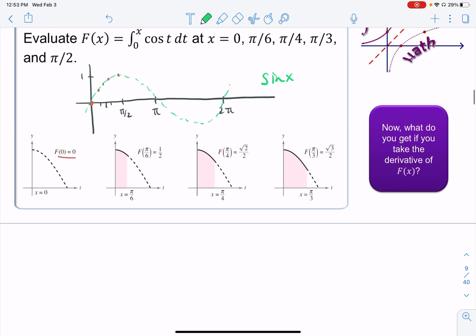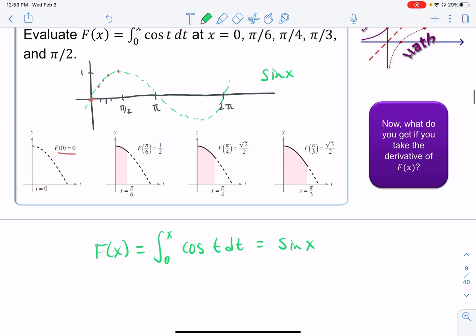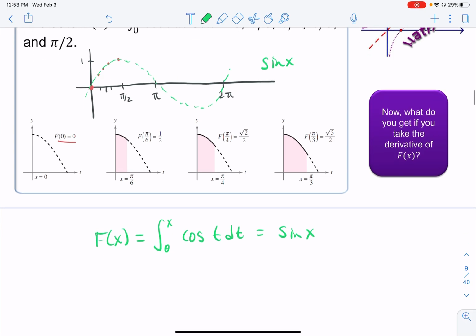In other words, if I take f of x being equal to the definite integral from 0 to x of cosine of t dt, it seems to make the function sine x. Now, maybe it's not obvious that that's what it does, but in the second fundamental theorem of calculus, we'll be able to show that that is definitely what it does make.